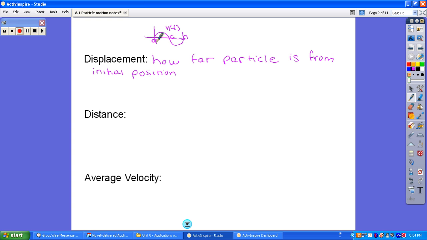So we have to add the distance from A to C, and then we have to subtract the distance from C to B. So when we do displacement, we just take the integral from A to B of v of t dt, because it adds the positive area but subtracts the negative area. So just taking the integral gives us the net area, which gives us displacement. When we talk about distance, that's about how far the particle traveled.